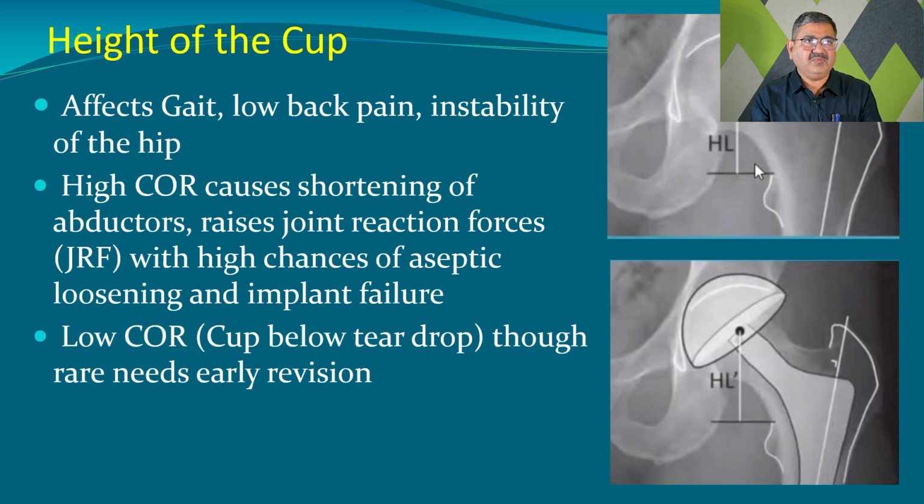The third main component is the height of the cup. It affects the gait. It also has a link with low back pain and instability of the hip. A high center of rotation causes shortening of the abductors, raises the hip joint forces, and carries high chances of progressive loosening and implant failure. With a low center of rotation, there are early chances of revision.